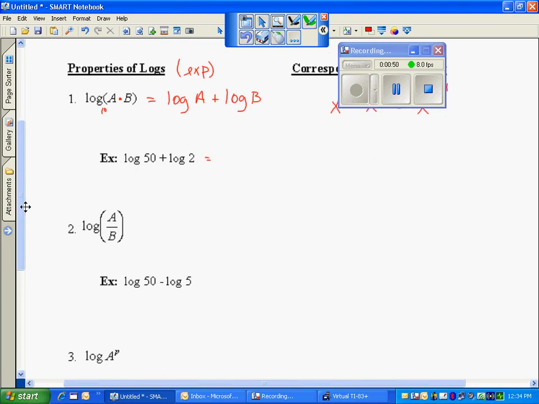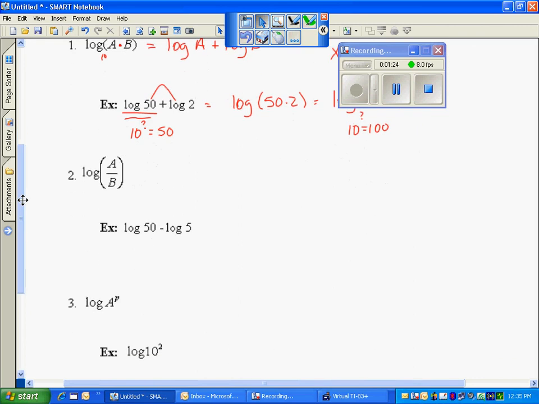Well, I can merge these two and write log of 50 times 2, which is log of 100. I go back to the problem. I don't know what the log of 50 is. I don't know what 10 to some power will give me 50. So if I can merge them together, now it becomes a nice number. 10 to what power is 100? What is the exponent on 10 such that I get 100? And that answer is 2. So without this property, I would not have been able to find that without the use of a calculator.